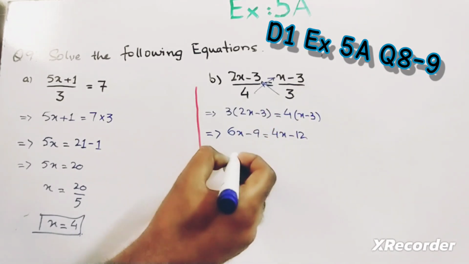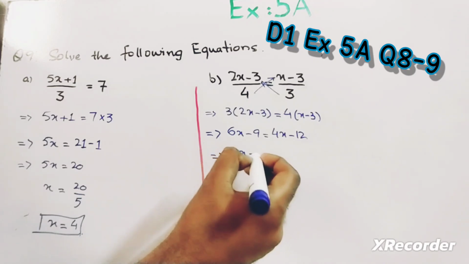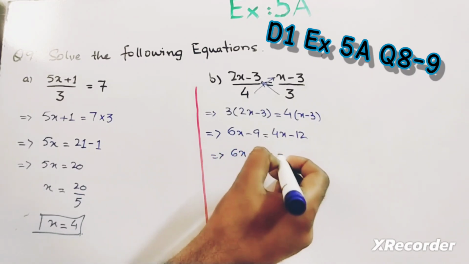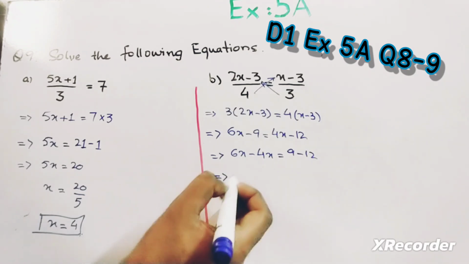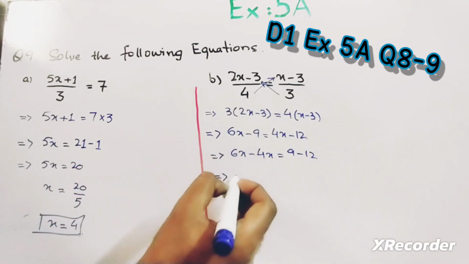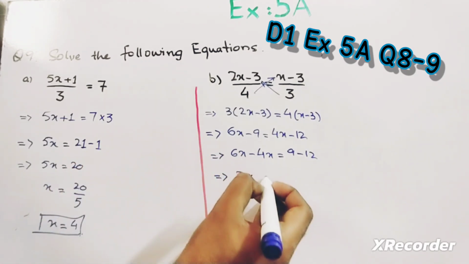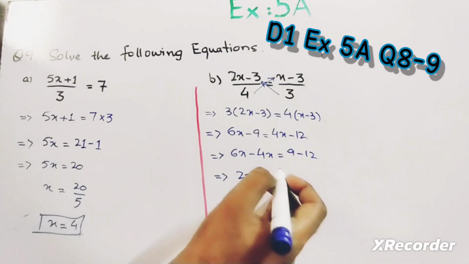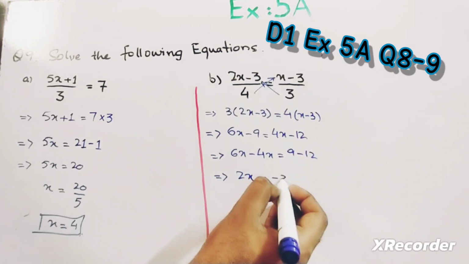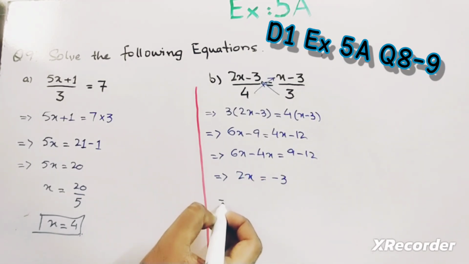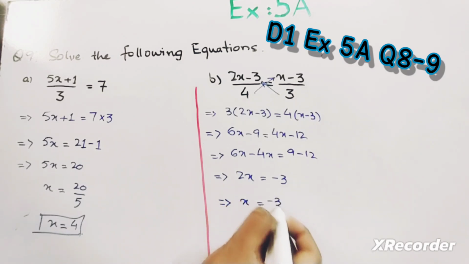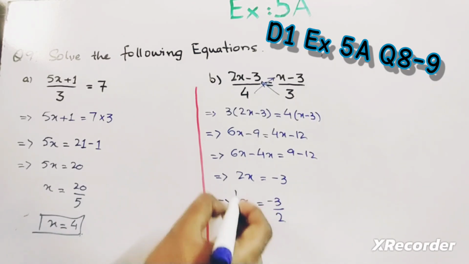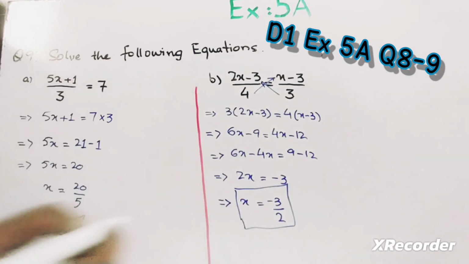Now by rearranging we get 6x minus 4x is equal to 9 minus 12. 6x minus 4x is equal to 2x. 9 minus 12 is minus 3. So our x will become minus 3 upon 2, and that is our required answer.